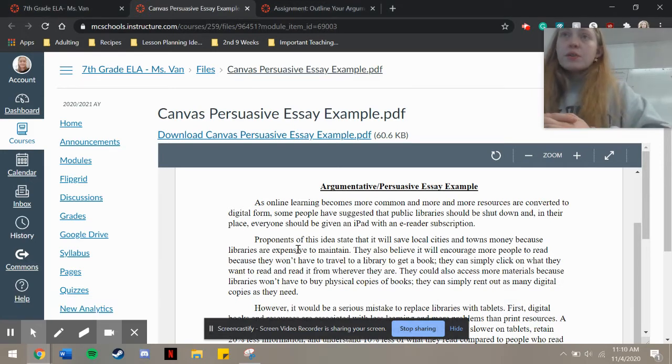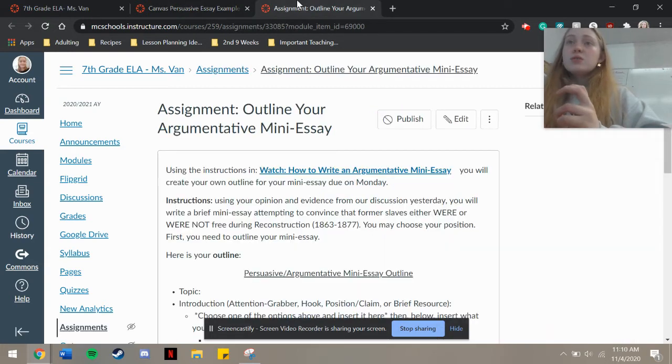So the example essay I want to look at today is linked in Canvas, so you guys can follow along with me. We're going to read this and we're going to talk about a couple of the essential elements in this story that fit into your outline.